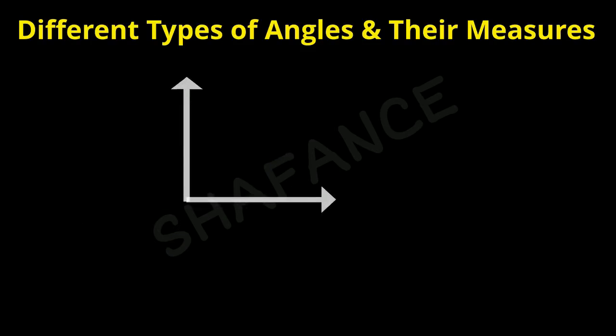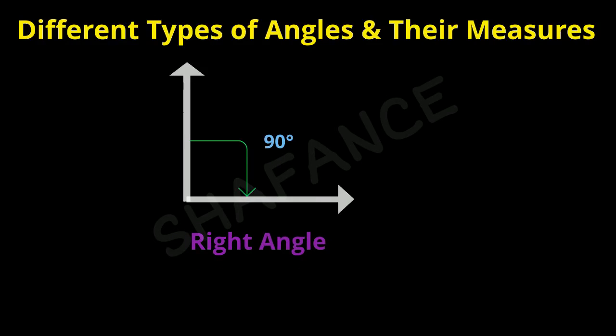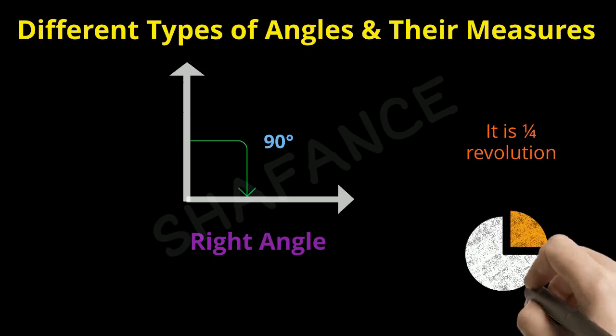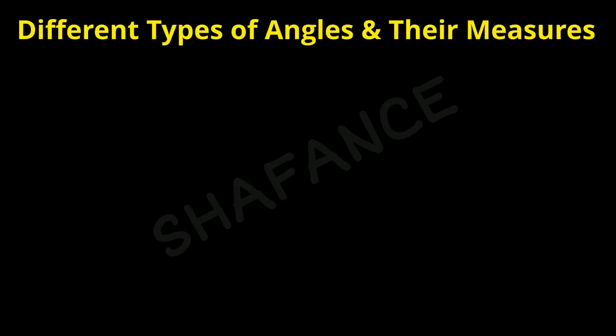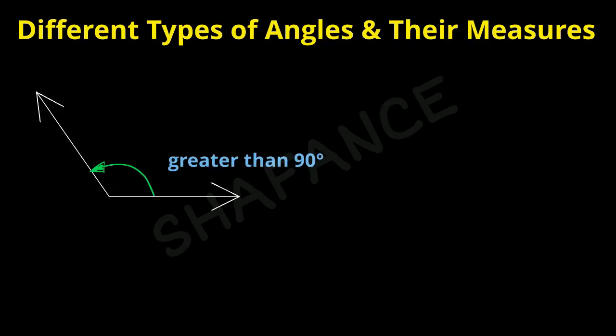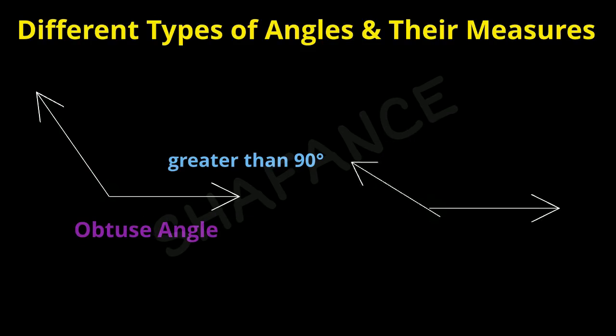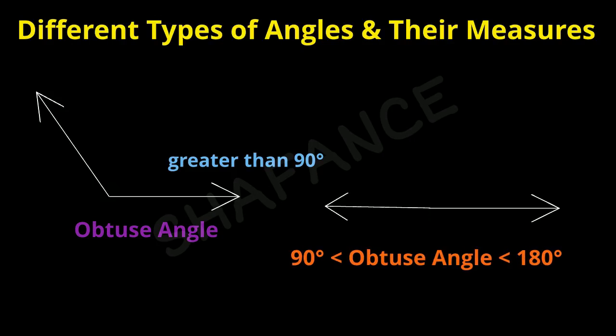The next is the 90-degree angle. It is called a right angle. If we see this in terms of revolution, it is equivalent to 1/4 of the complete revolution. Next, we have an angle which is greater than 90 degrees but less than 180 degrees. It is called an obtuse angle. So an obtuse angle is an angle which lies between 90 degrees and 180 degrees.